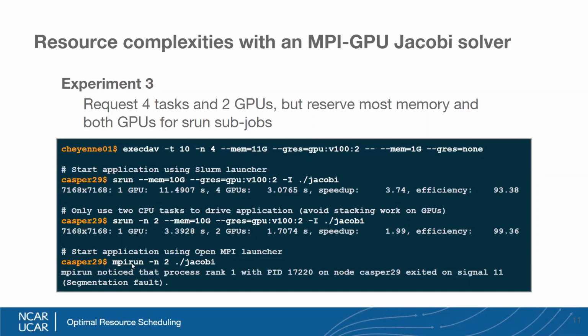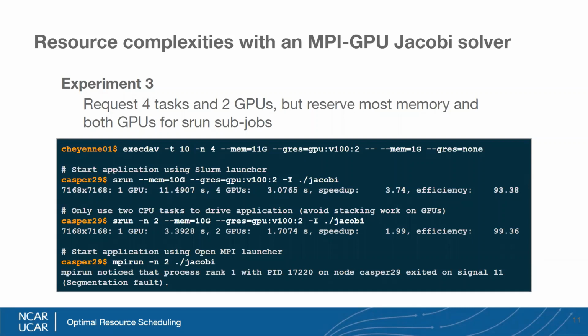Now, if I try to use mpirun in this situation, I haven't allocated any of the GPUs or enough memory to the shell. So basically, I get a segmentation fault because OpenMPI is trying to run CUDA code and it's trying to send GPU instructions to GPUs that it can't find.